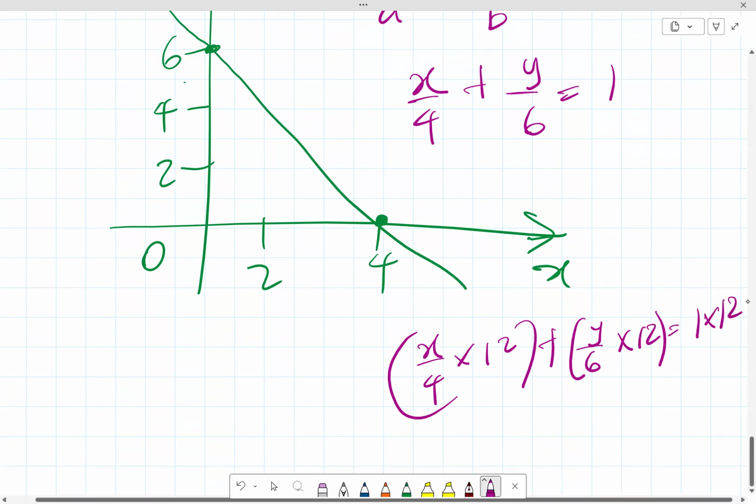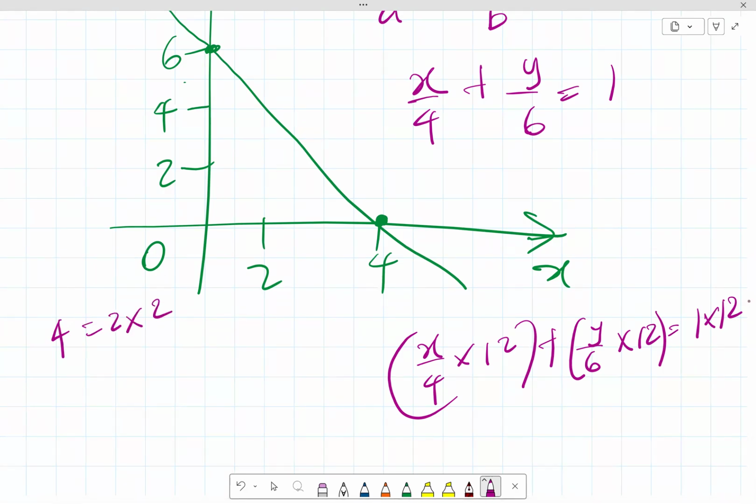If you've forgotten how to find the LCM of 4 and 6, you have 4 is 2 times 2, 6 is 2 times 3. Okay? The LCM will simply be, pick the highest number of 2.